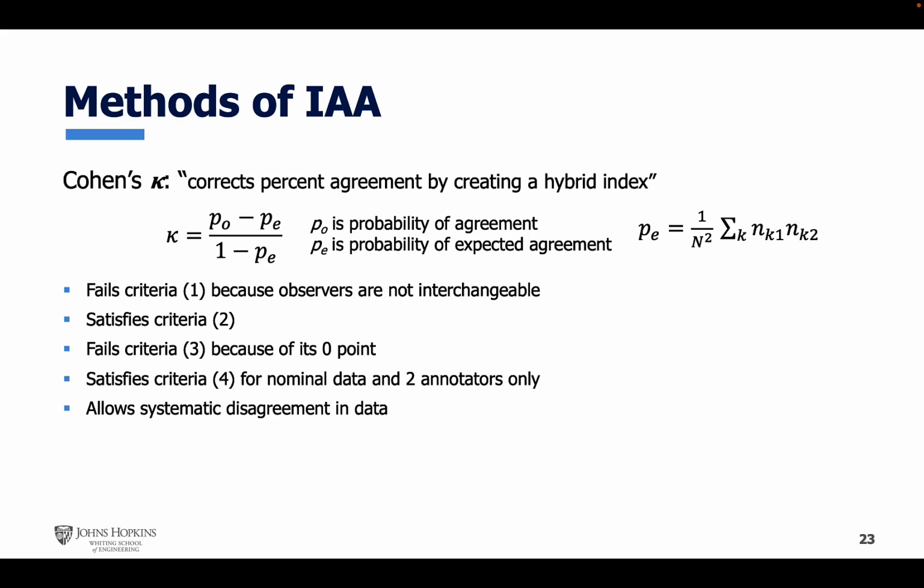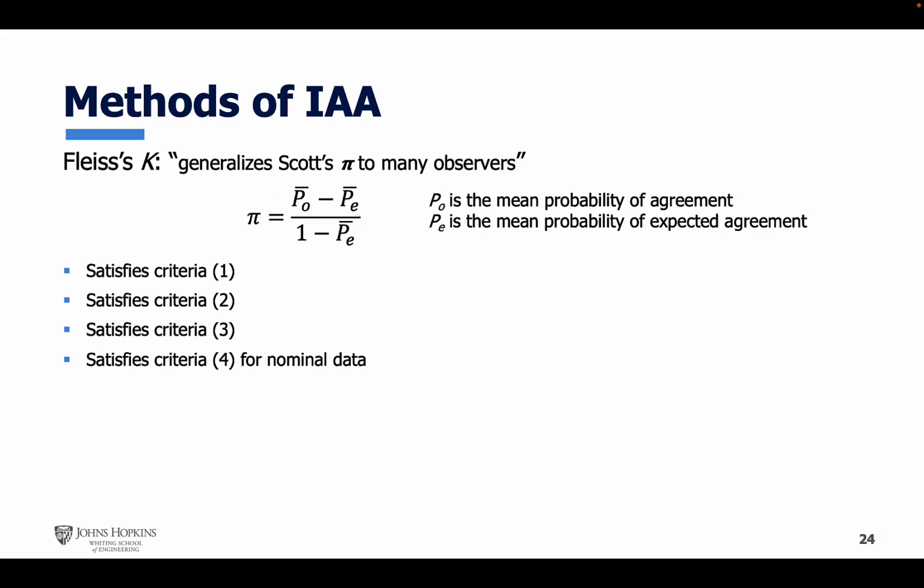But what this is doing is allowing for systematic disagreement in the data. It is the nuance of why some people like Cohen's kappa, because it allows for a little bit more structure in the way in which people disagree. But it's very rarely used.